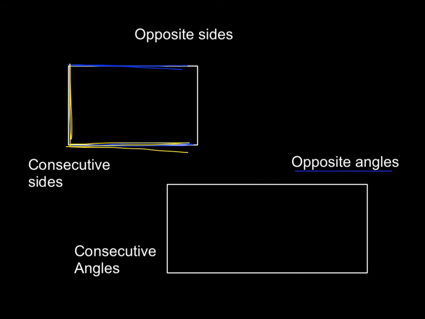Opposite angles are two angles that, again, are opposing. They're kind of at this diagonal across from each other. While consecutive angles are angles that are side by side. So, for instance, this angle and this angle here would be considered consecutive angles. Any two angles that are not diagonal but are just next to each other.